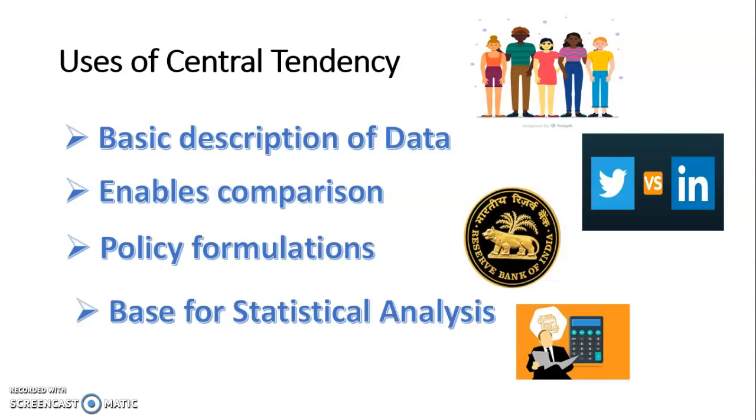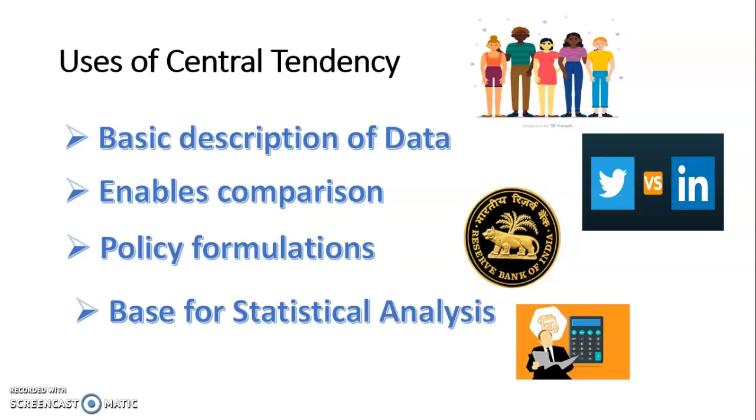Uses of central tendency. The first use is basic description of data. Central tendency describes the basic data sets like the average height of 10 people standing in a queue, the average salary of a group of employees in an organization, or the average profit of a company. Next, it enables us to compare. A stock market investor can compare the average dividends paid by two different stocks and then decide which stock to invest in.